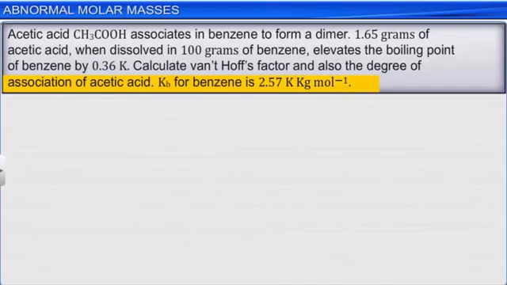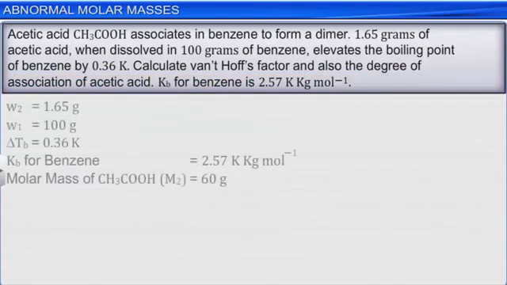The first step is to list the given variables. W2 is equal to 1.65 grams. W1 is equal to 100 grams. Delta Tb is equal to 0.36 Kelvin. Kb for benzene is 2.57 Kelvin kilogram per mole. Molar mass of acetic acid, M2, is equal to 60 grams per mole. Van 't Hoff's factor i and degree of association need to be calculated.